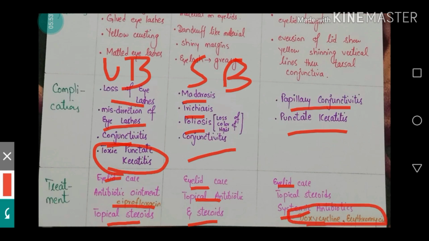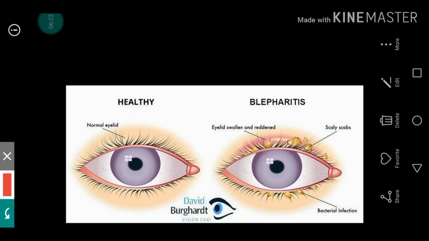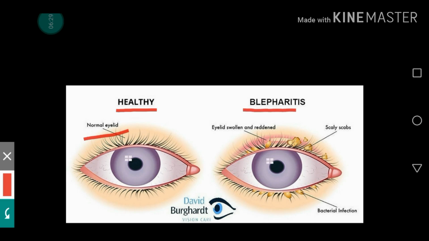So let me show you a diagram of blepharitis so that we can have an image in our mind of how the patient will present and what questions we will ask to differentiate between different types of blepharitis. So as you can see, on one side there is a healthy eye and it is showing a normal eyelid. On the blepharitis side, the eyelid is shown to be swollen and reddened, and there are scaly scabs, and this is because of bacterial infection, and this is a characteristic picture of blepharitis.